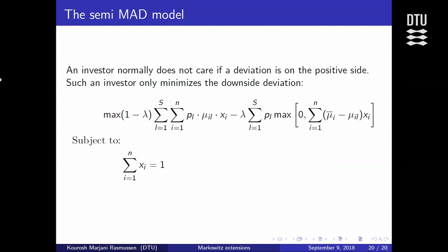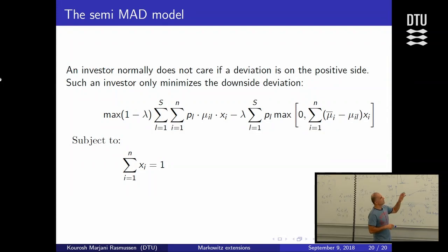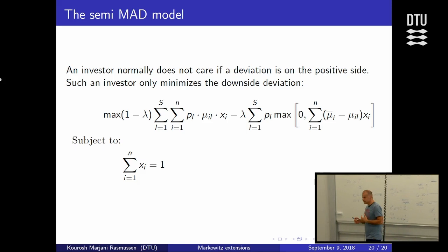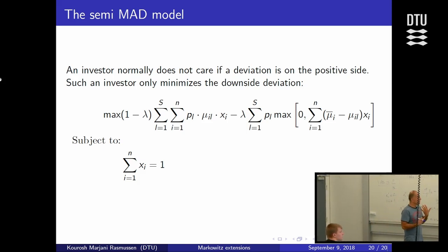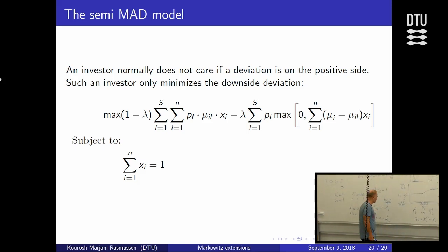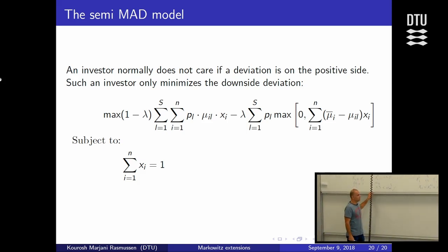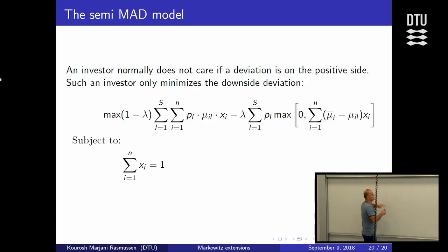The second model in the series of the mean absolute deviation is what we call a semi-MAD model, or semi-mean absolute deviation model. And the idea with that is that now we are playing with the idea behind Markowitz, because let's see what Markowitz essentially said.